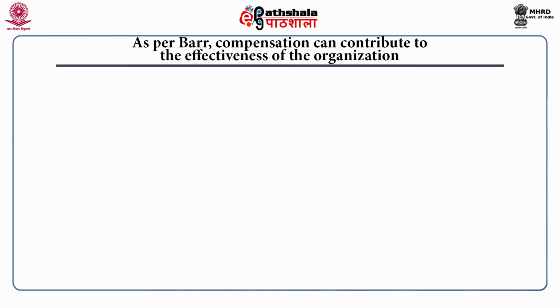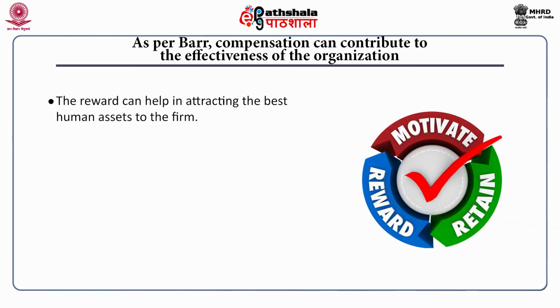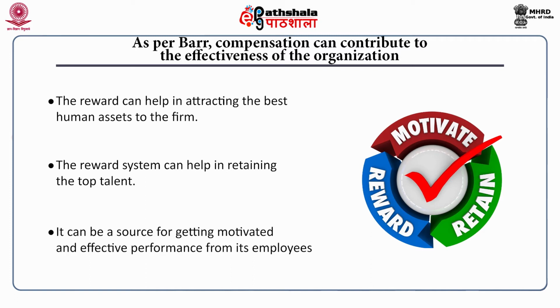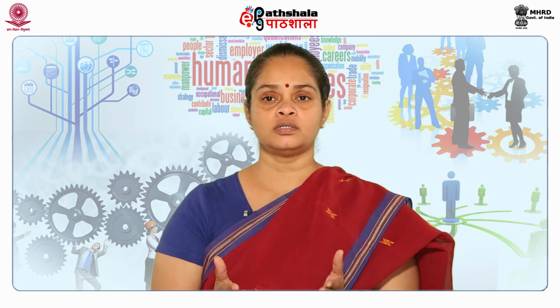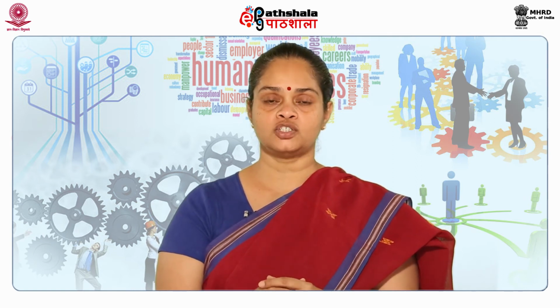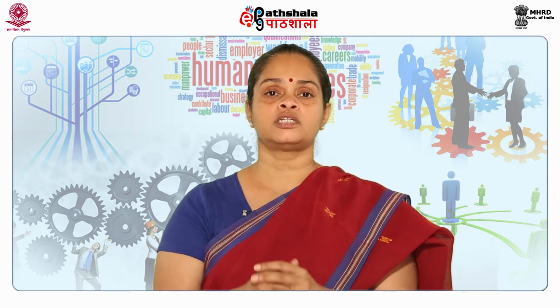As per Barr, compensation can contribute to the effectiveness of the organization. The reward can help in attracting the best human assets to the firm. The reward system can help in retaining the top talent. It can be a source for getting motivated and effective performance from employees. So, we can see in the picture that compensation achieves the objectives of motivation, reward and retention. The other aim of compensation is to control the labor costs of the organization while maintaining efficiency. In this way, the organization can also monitor the added value of an individual employee to some extent.